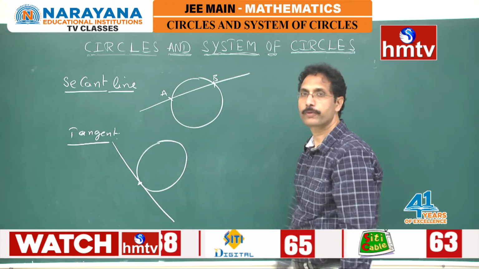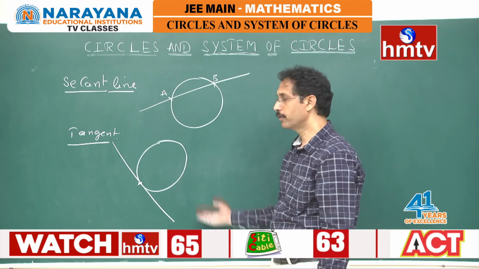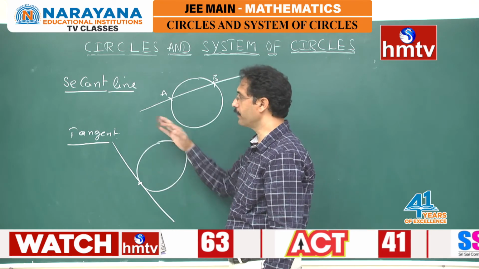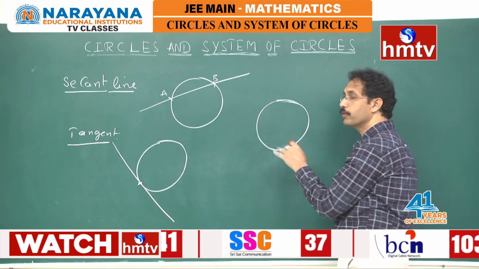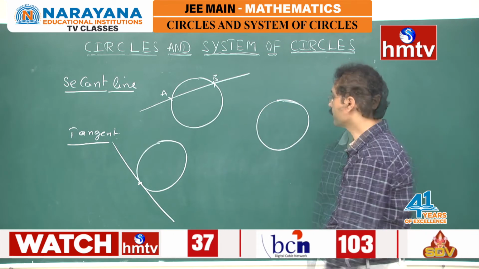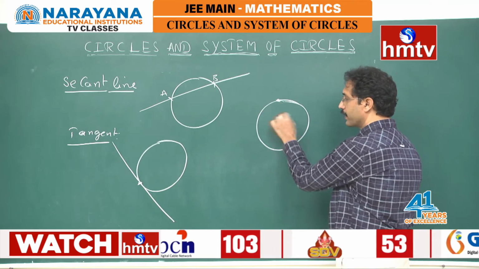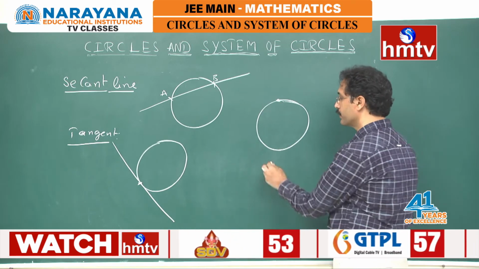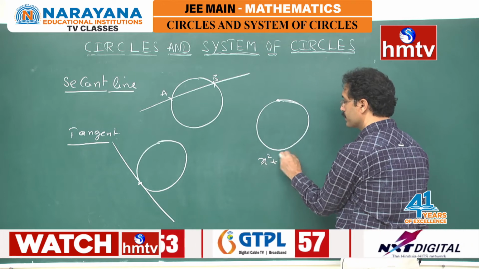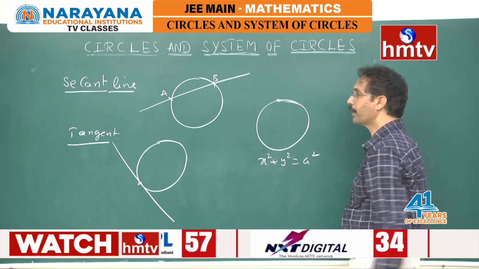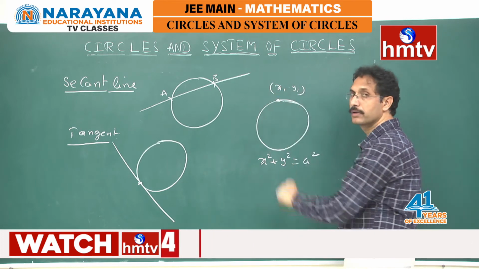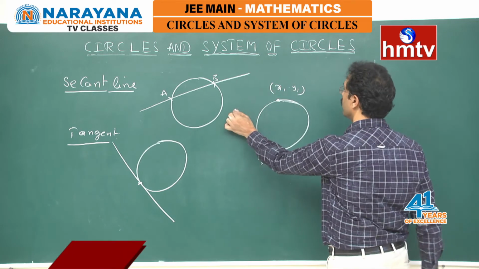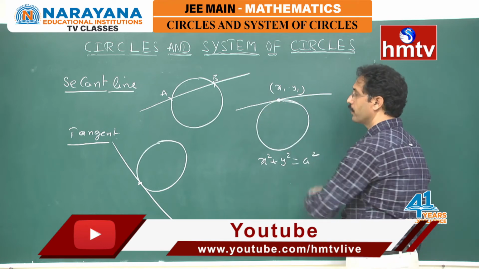Now, to find out the equation of a tangent, here we will proceed like this. Suppose a point is given on the circle. Now, how to find the equation of the tangent? Here, I will take the circle equation as a standard equation, that is x square plus y square is equal to a square. I am taking a point x1 comma y1 on it. You remember, the point must be on the circle. I am taking the point as x1 y1.